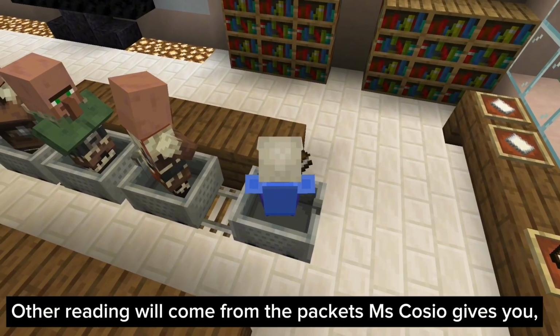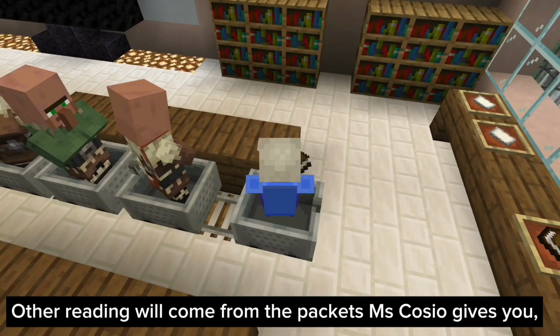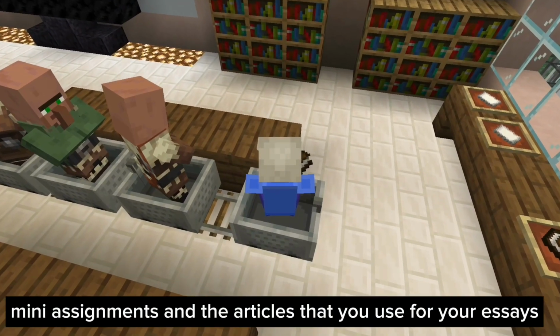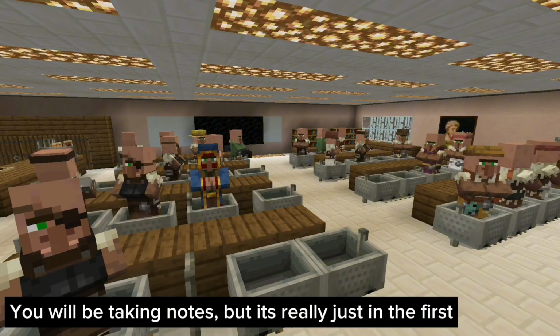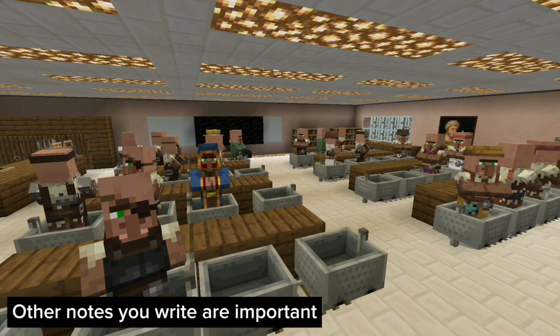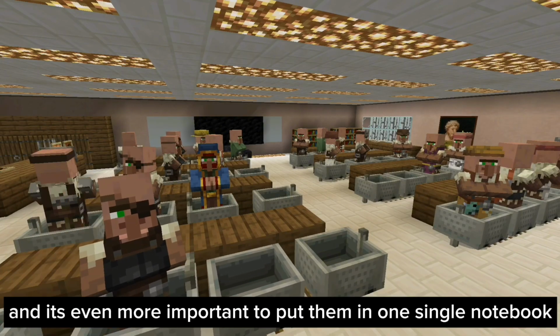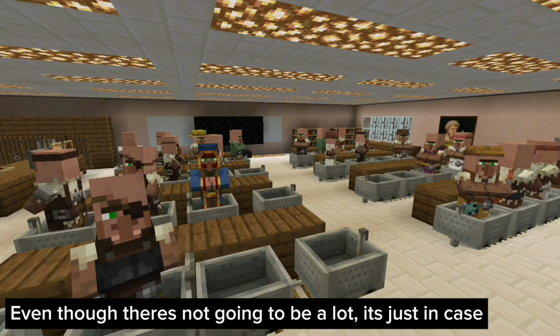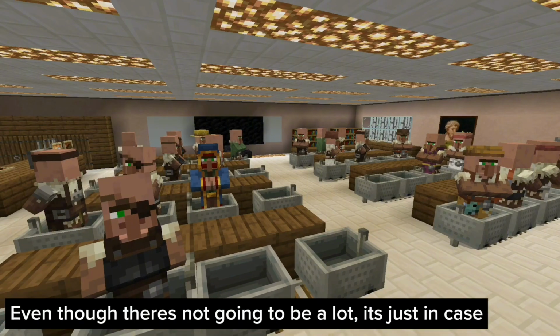Other reading will come from the packets Ms. Cosio gives you, mini assignments, and the articles that you use for your essays. You will be taking notes, but it's really just in the first few weeks of the semester. All the notes you write are important, and it's even more important to put them in one single notebook without anything else. Even though there's not going to be a lot, it's just in case.